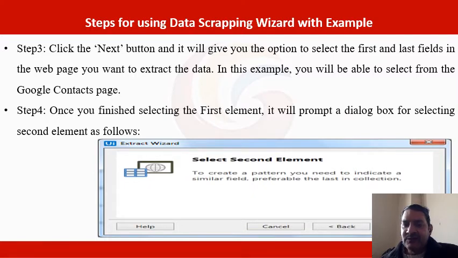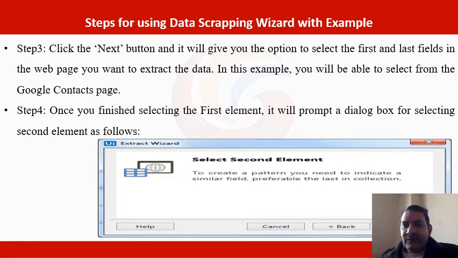So in step 3, your source will be that particular Google Contacts page, and over there you will hover your mouse onto that page and your data, and you simply click on the next button and select the first and last field of your web page, from where you want to extract the data.